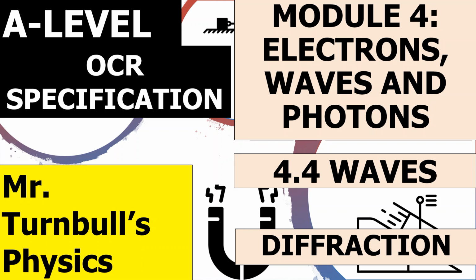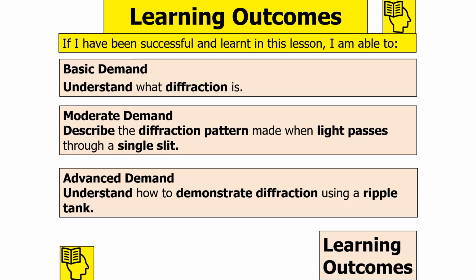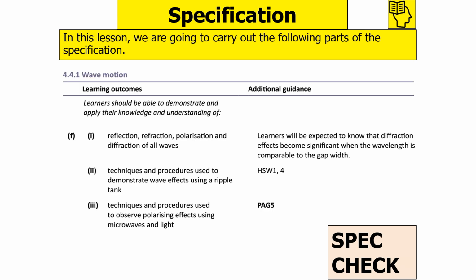Hello and welcome to this lesson on diffraction, which is part of the waves topic in Module 4 of Electrons, Waves and Photons for OCR A-Level Physics. If we've been successful, in today's lesson we should be able to understand what diffraction is, describe the diffraction pattern made when light passes through a single slit, and understand how to demonstrate diffraction using a ripple tank. So we're going to be looking at the following part of the OCR A-Level Physics specification, 4.4.1.